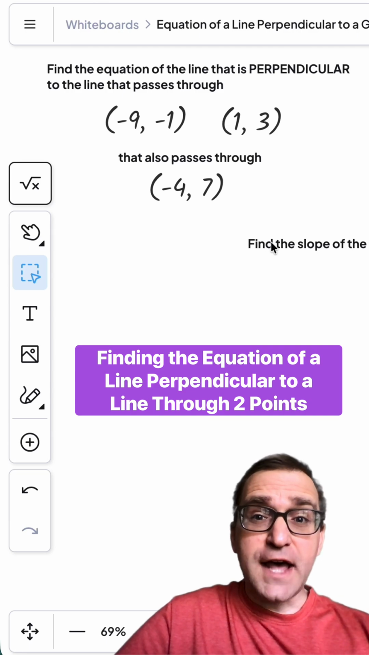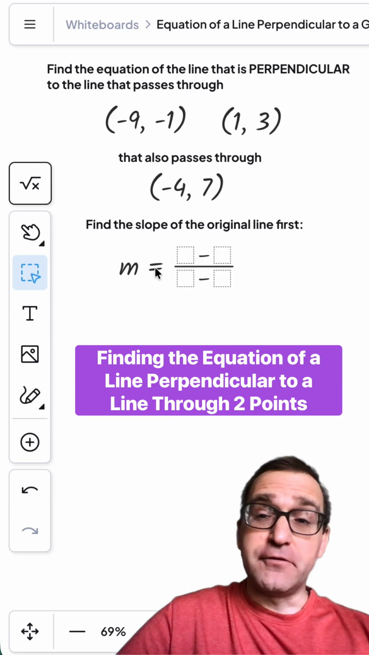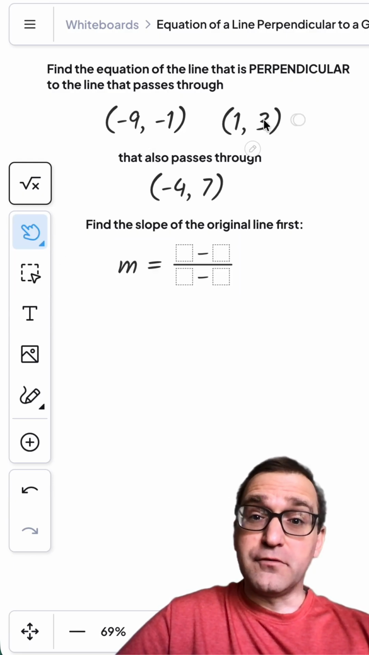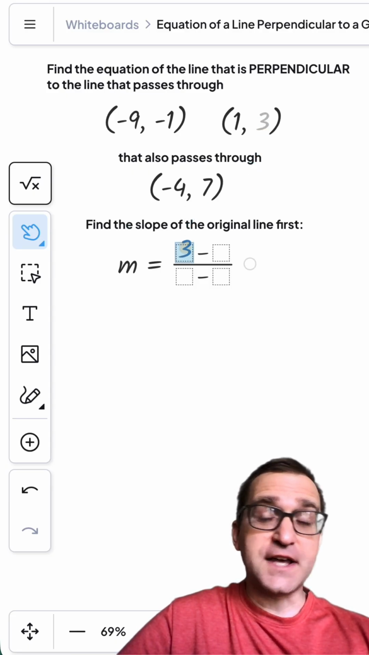To find the equation of a line perpendicular to any given line in the coordinate plane, we need to find the slope of that original line first. So let's go ahead and do so right here. Remember, recall, slope is the ratio of the rise to the run between any 2 points on that line.